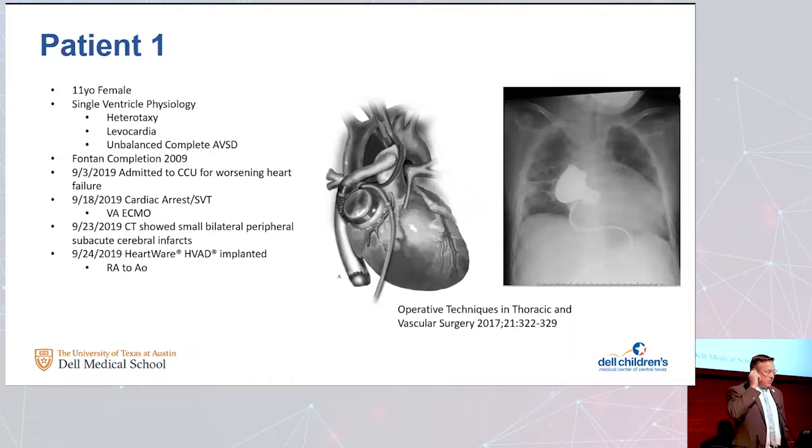I want to go over our first patient real quick because she was unique. We had an 11-year-old with heterotaxy, unbalanced AV canal. She had her Fontan in 2019. About 10 years after that, she came to us with worsening heart failure. During her stay, she was being evaluated and worked up for transplant, but she had a cardiac arrest.